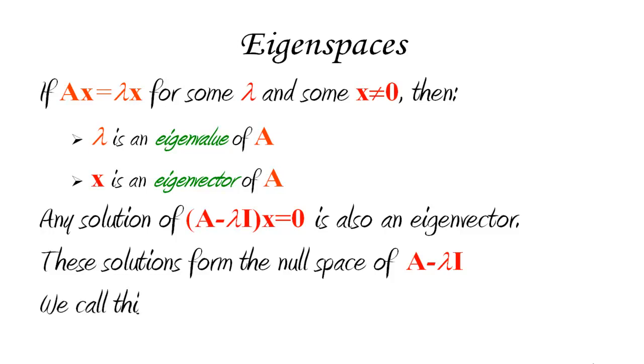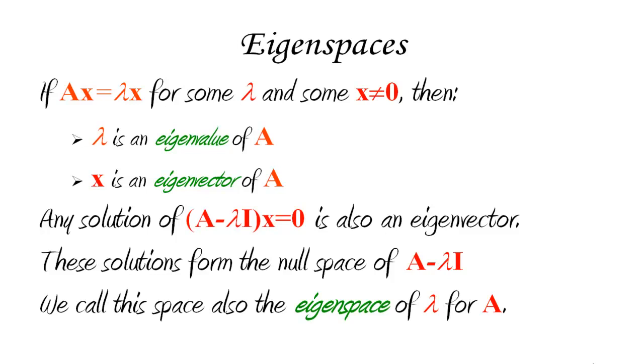And so this space is called the eigenspace of lambda for A. Okay? Or sometimes people may also say the eigenspace of A corresponding to lambda. Okay, but you can use different kinds of terminology as long as you realize that in order to have an eigenspace, you need a square matrix and you need one of its eigenvalues.